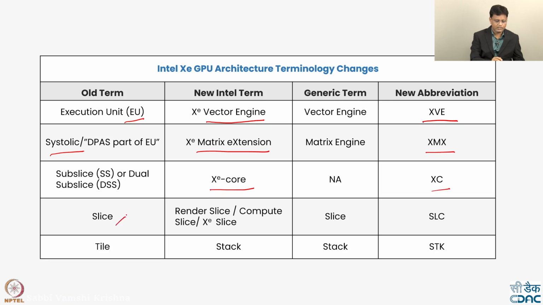The next term they are using is slice, but now they are calling it Xe slice, and the abbreviation they are using is SLC. The next old term they have used for their GPU architectures is tiles. Now they are calling it a stack, and the new abbreviation is STK. This kind of information is useful to keep you updated on the changes Intel has made in their GPU architecture terminologies when you refer to the documents. These new short abbreviations will help you understand the term they are referring to.